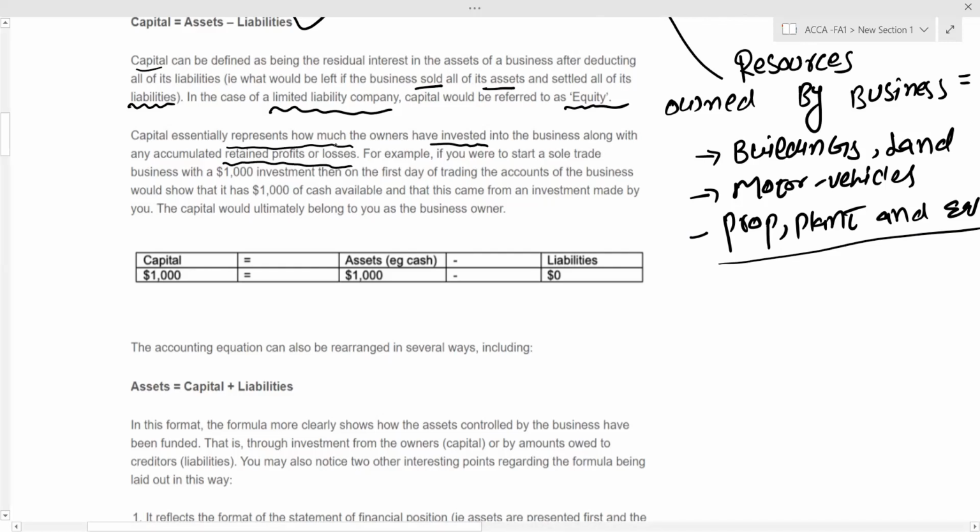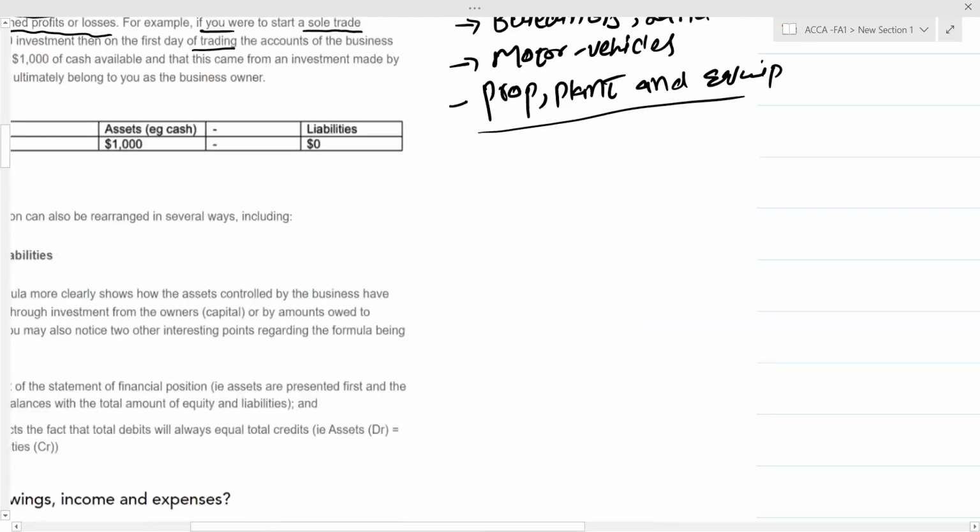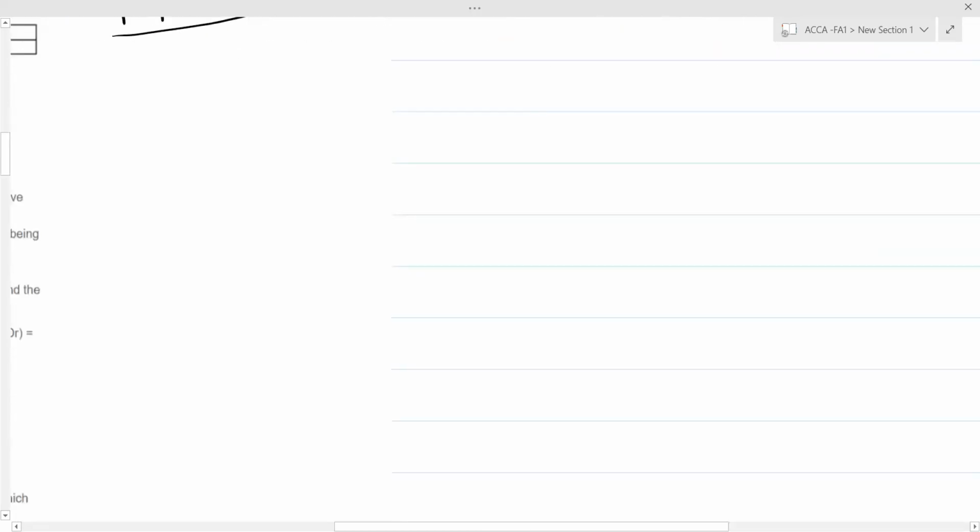For example, if you were to start a sole trader business, a very basic type of business, with $1,000 investment, then on the first day of trading the accounts of the business would show it. I will show you how to record this transaction in the accounting equation.